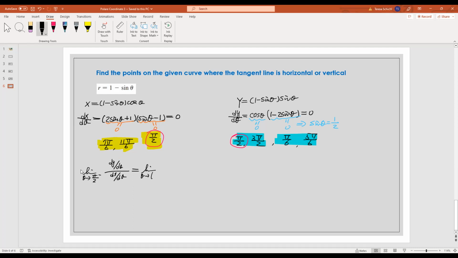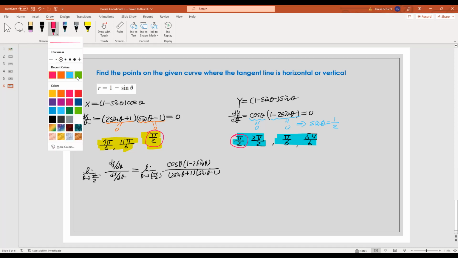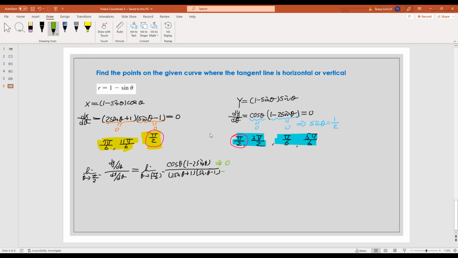So this is theta approaching pi over 2 from the negative side. Now I just put it here. So this will be cosine theta times 1 minus 2 sine theta, over 2 sine theta plus 1 times sine theta minus 1. Okay, so if you put theta equal to pi over 2, what do you have? Oh, I'll be darned, I got 0 over 0, because the cosine at pi over 2 gives 0, and in the denominator, sine at pi over 2 is 1, so that term gives 0. So it's 0 over 0. If it's 0 over 0, what do I need to do here? We need to do L'Hopital's rule, right?